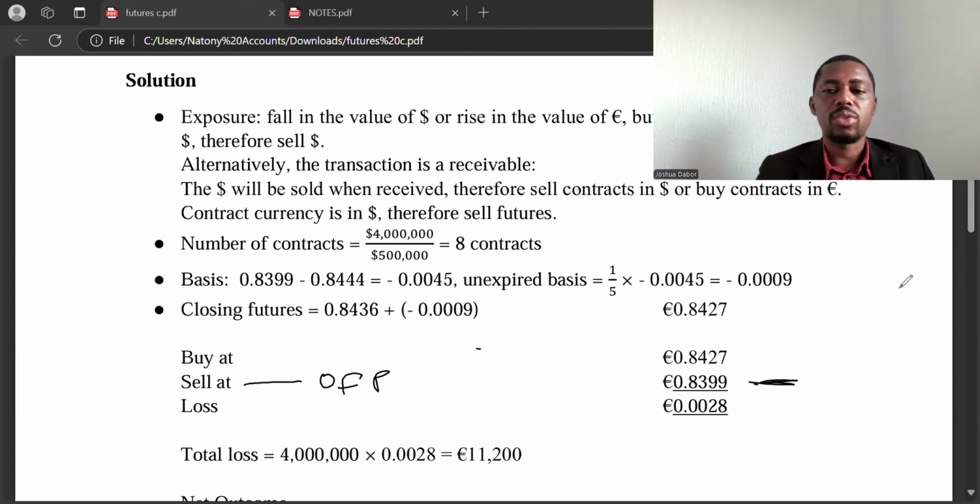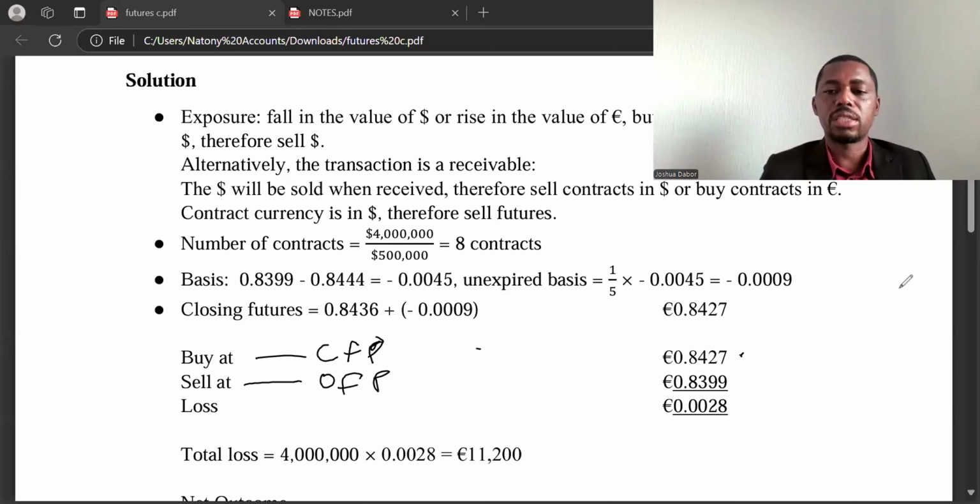But the closing futures price we just calculated is the futures price in 4 months' time. This opening futures price was the futures price today. So the closing futures price that we calculated is this. So the buying rate is 0.8427, and the selling rate is 0.8399. So it means that the company is going to be making a loss because the company is selling at a rate that is lower than the buying rate.